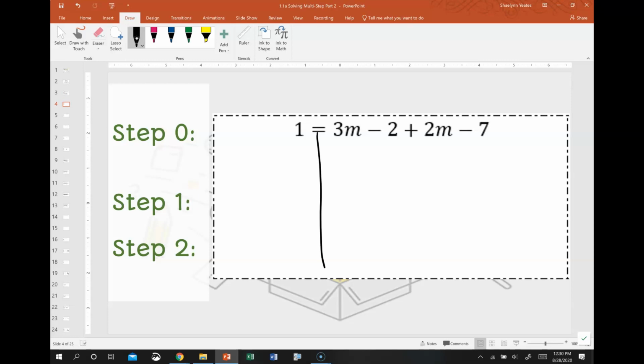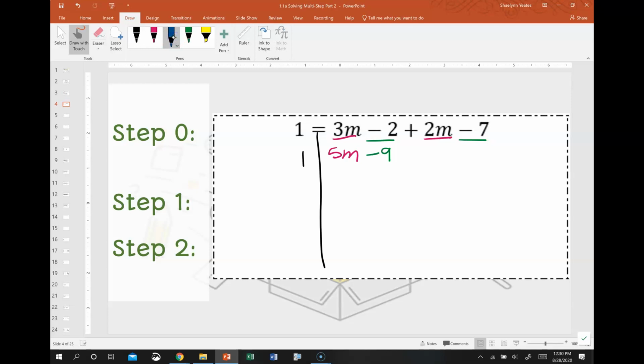Okay, so step 0 says to simplify. So we have to simplify as much as possible first. Alright, so we've got a 3m and a 2m we want to combine. We get 5m. And we have a -2 and a -7 we want to combine, which becomes -9. Over here we have 1. So that was my step 1. And I've simplified this as far as I can: I've only got one variable, I've got a number without a variable on that same side, and I've got my equal sign that only has one thing hanging out over there.